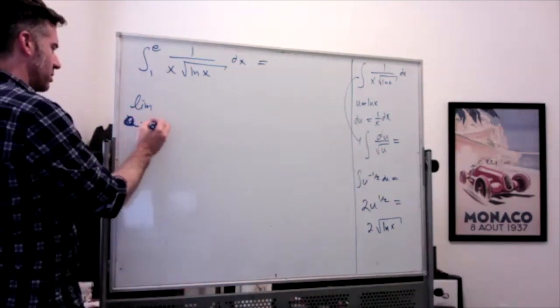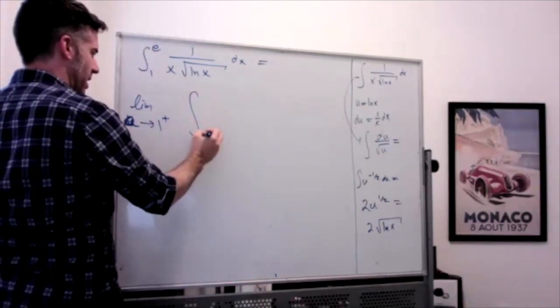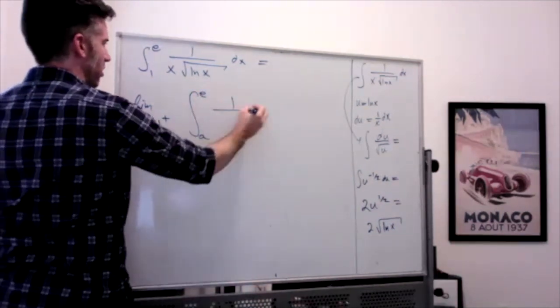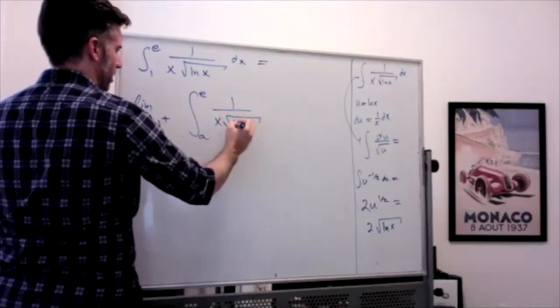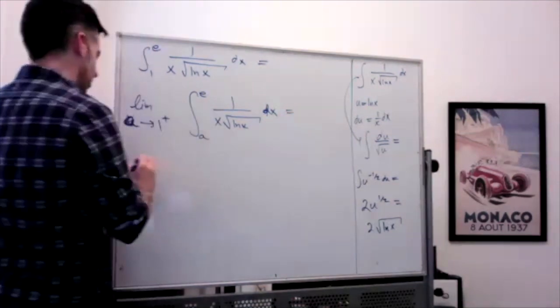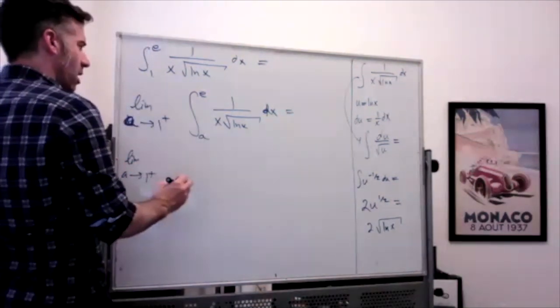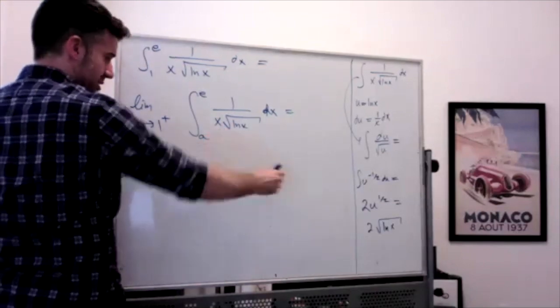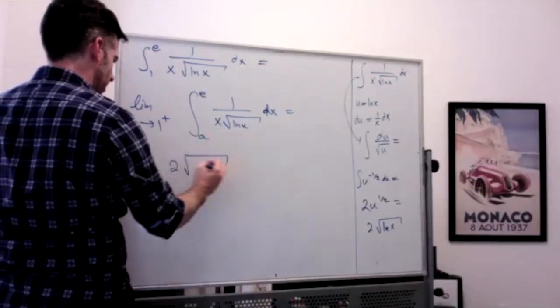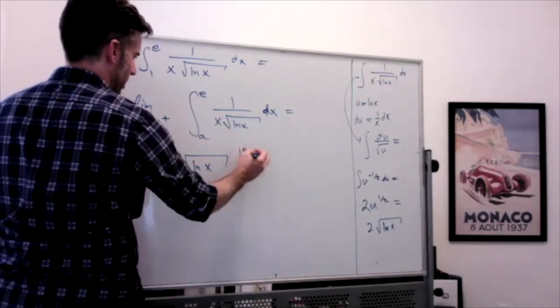As a approaches 1 from the right, the integral from a to e of 1 over x times the square root of the natural log of x dx. And then we rewrite this as the limit as a goes to 1 from the right. We know what the integral of this is. It's 2 times the square root of the natural log of x from a to e.